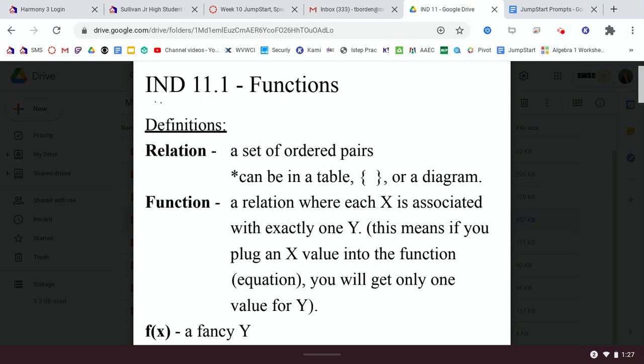An ordered pair is, of course, an X and a Y. When they're given to you as an ordered pair, they are a position on a graph. On a coordinate plane, they're a point or a data point.